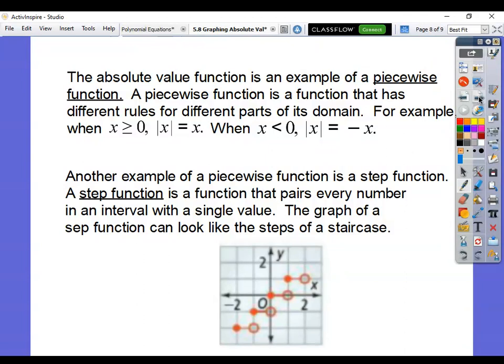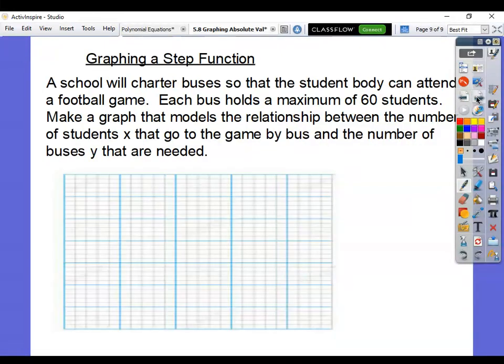Another example of a piecewise function is a step function. A step function is a function that pairs each number in an interval with a single value. The graph of a step function can look like the steps of a staircase. So this is an example of the step function. There's intervals. These are your intervals. And notice the last ordered pair is an open circle, because it doesn't include that number. If it's an open circle, it doesn't include that number. On the next page, we're going to look at an example of a step function, how to graph it.